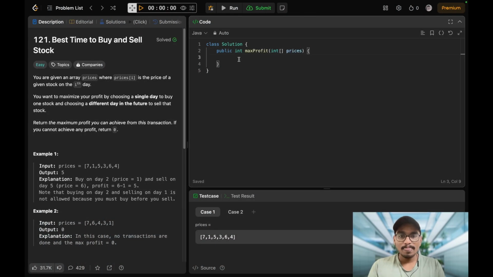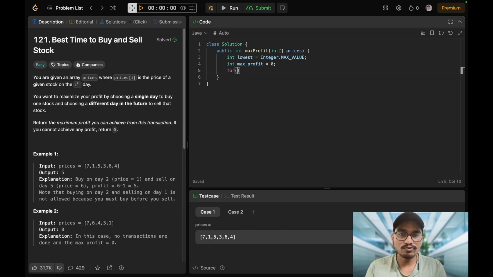So, int lowest is equal to Integer.MAX_VALUE. Why max value? Because I want to find the lowest one, so I would first set it to the max value, and then go to the first element and set it as the lowest. You would understand this. Then int maxProfit, I would set this to 0. We start with 0 because if there is nothing, we would return 0 itself.